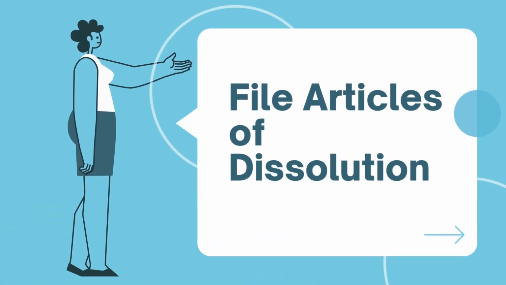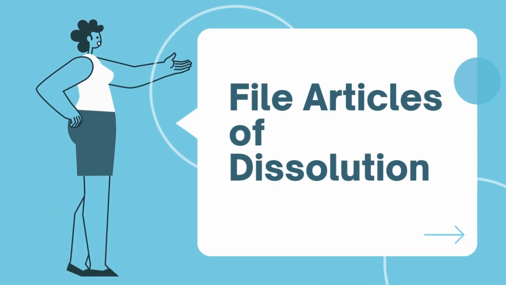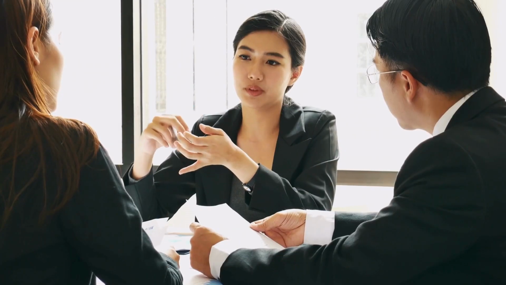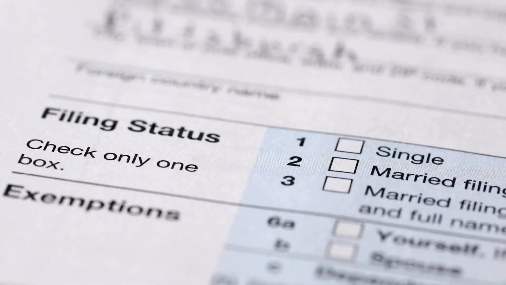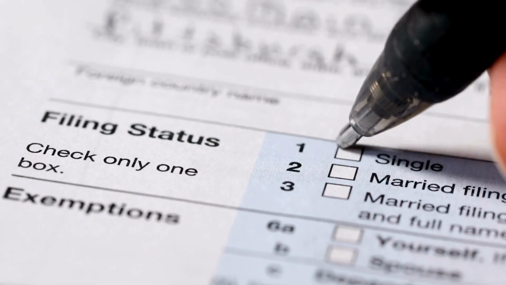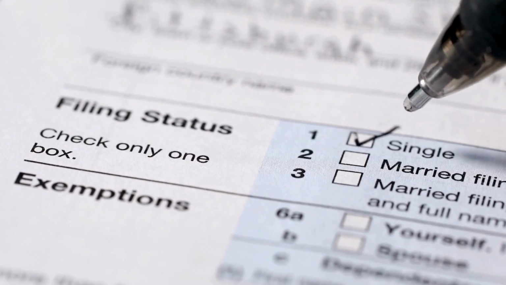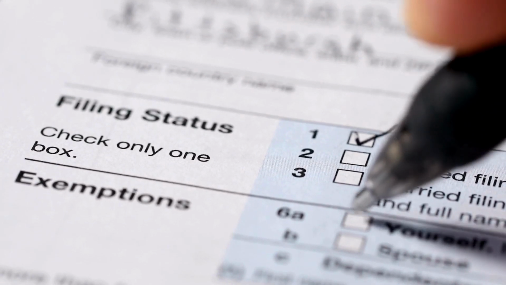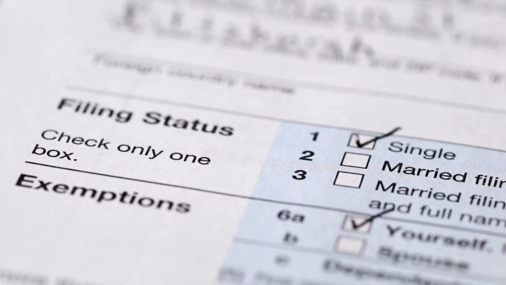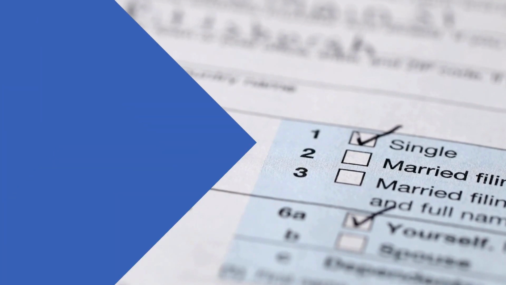File articles of dissolution. After the members vote to dissolve, the LLC must file articles of dissolution with the North Carolina Secretary of State. This document formally notifies the state that the LLC is being dissolved. The articles of dissolution should include the LLC's name, date of formation, and the reason for dissolution.